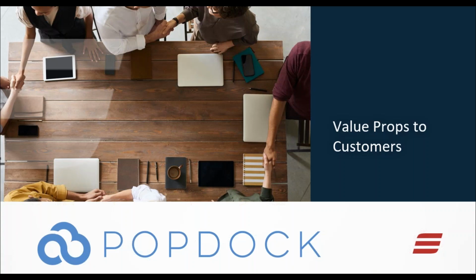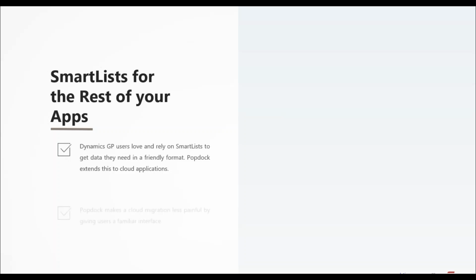But I want to discuss some points that you can bring up to your customers to help them understand the value of something like Popdock so that you can incorporate it into these deals that you guys are selling with your customers. So the one thing we've talked about quite a bit is Smart List. And Popdock is really Smart List for the rest of your app. So those GP partners on the call today, you guys know that customers love Smart List Builder. They love Smart View. Oftentimes we've heard people ask, I wish I could have a Smart List in CRM. I wish I could have a Smart List in my credit card system. And really you can now with Popdock because it's extending that Smart List interface into a cloud application.